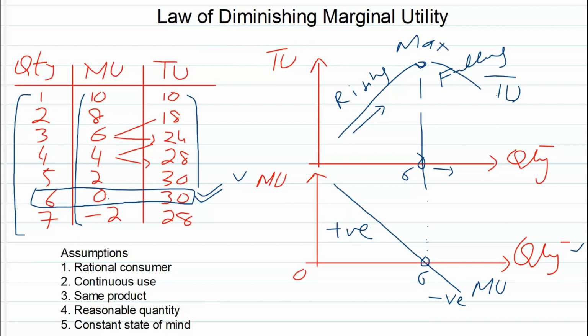Like every other economic law, this law is also based on some assumptions, and if these assumptions are met, then this law will be applicable. If these assumptions are not met, then the law will not be applicable. The first assumption is a rational consumer. In the cardinal utility analysis, it is assumed that the consumer is rational and he aims at maximizing the utility.